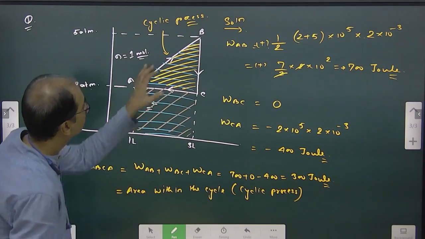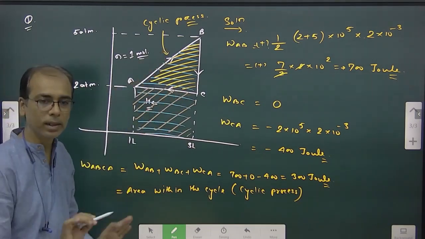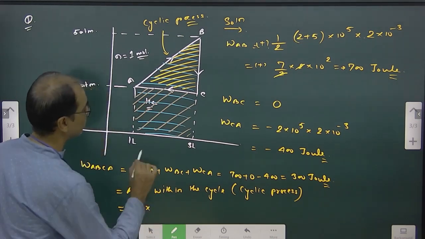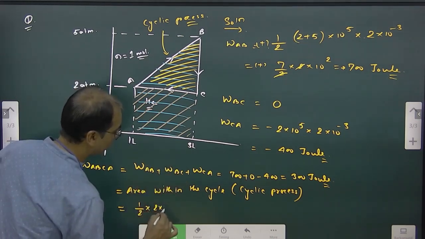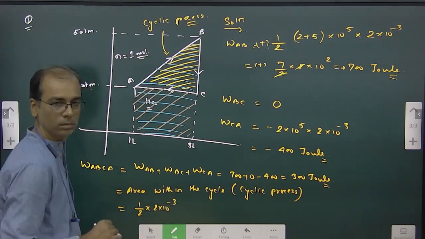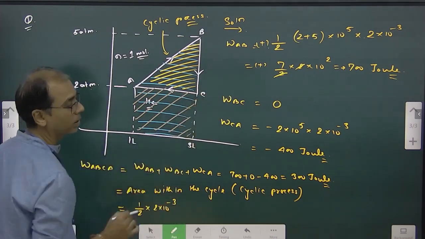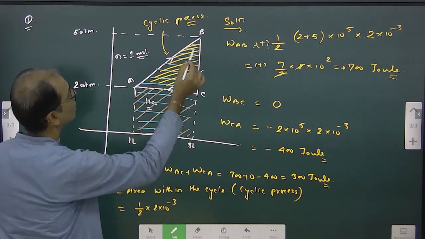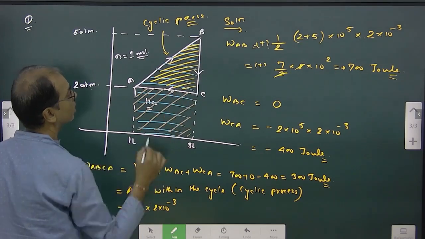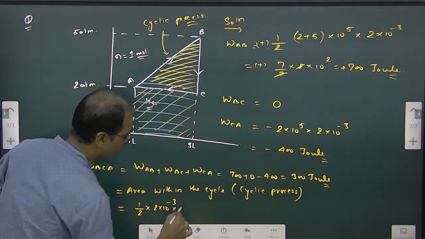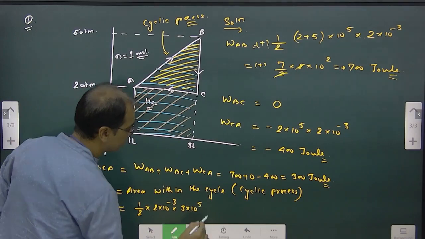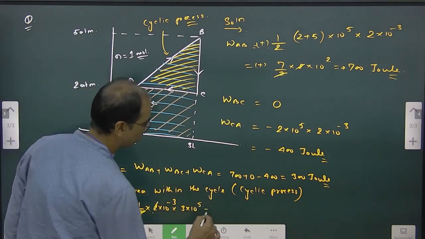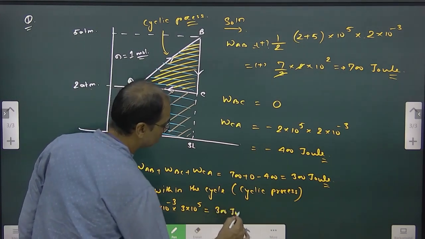Okay, so what do you do? I'll just find the area of this triangle, nothing else. So the area of the triangle is what? Half base. Base is what? 2 liter. So that is 2 into 10 to the power minus 3. Correct? Okay, so half base. Height is what? Height is this minus this. This minus this is what? 3 atmospheric pressure. So 3 into 10 to the power 5. Okay, 2 and 2 cancel. This is 3, so that is 300. Direct answer.